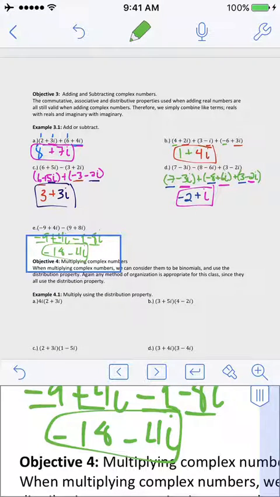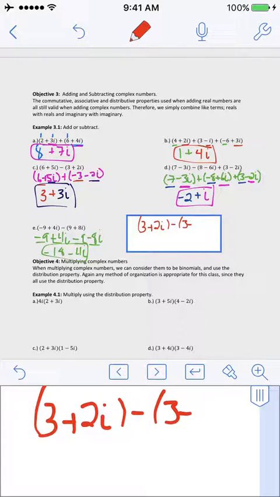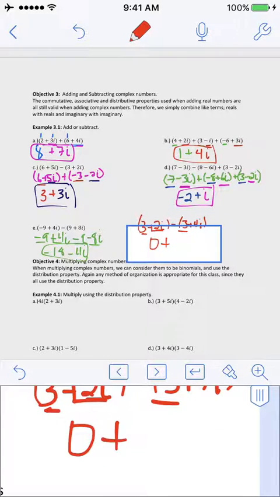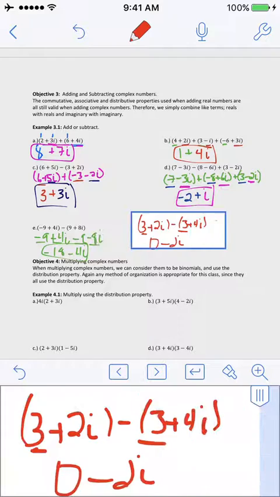Let's do one other one, just one other one I want you to see real fast. What happens when you have 3 plus 2i minus 3 plus 4i? Okay. So I'm just going to subtract here. The 3 and the 3 cancel to 0, and I get these two canceling to negative 2i.